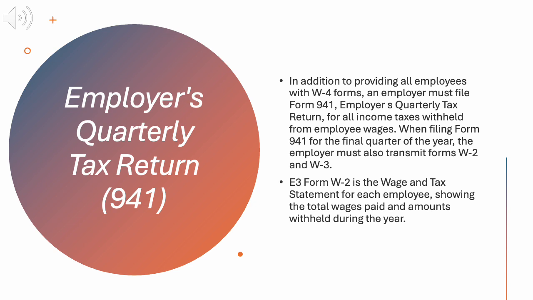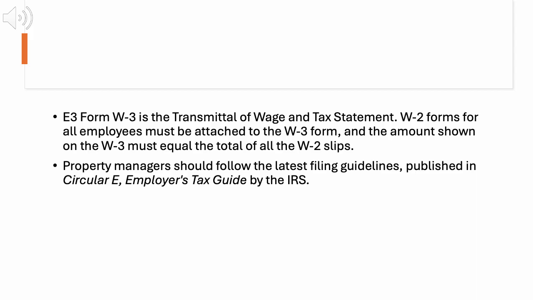Form W-2 is the wage and tax statement for each employee, showing the total wages paid and amounts withheld during the year. Form W-3 is the transmittal of wage and tax statement. W-2 forms for all employees must be attached to the W-3 form, and the amount shown on the W-3 must equal the total of all the W-2 slips. Property managers should follow the latest filing guidelines published in Circular E, Employer's Tax Guide, by the IRS.